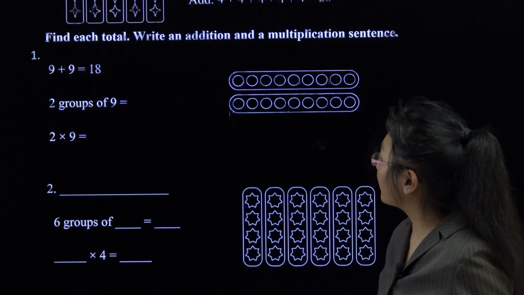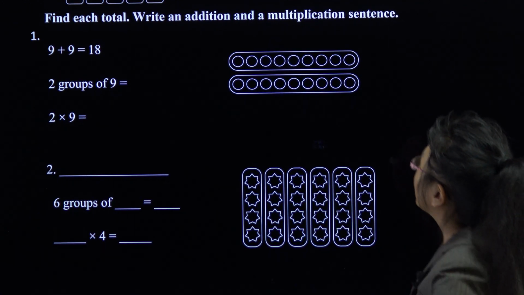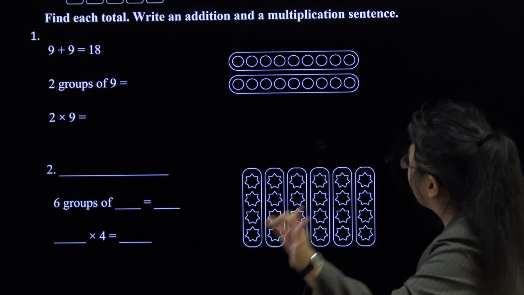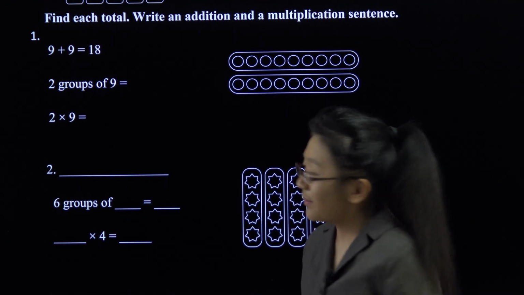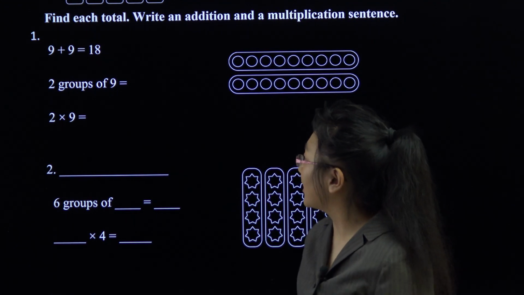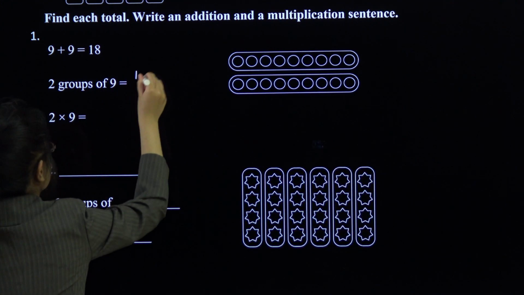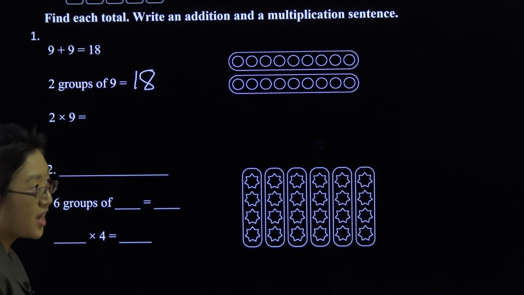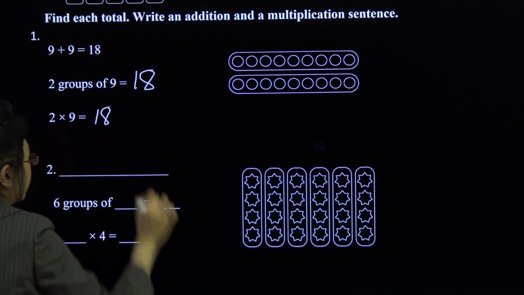Let's do some practice problems first. Find each total. Write an addition and a multiplication sentence. For example, over here we have 9 plus 9 is equal to 18. 2 groups of 9 is equal to 18. 2 times 9 is equal to 18.